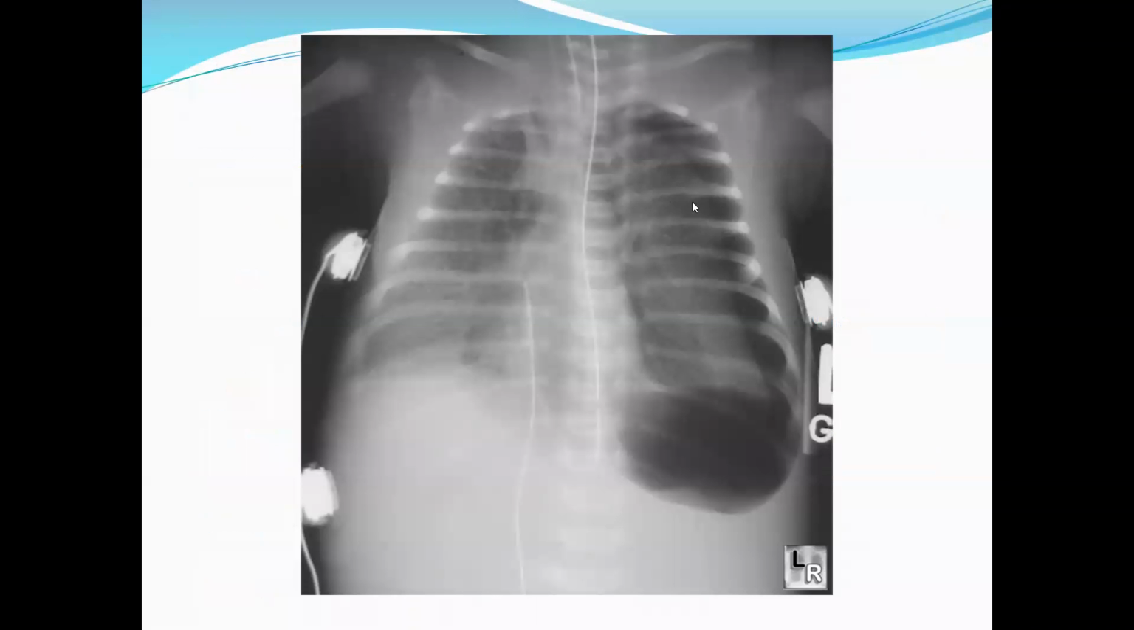In this chest image, you can see the left side pneumothorax and the displacement of the mediastinum to the other side. So this is a case of pneumothorax.